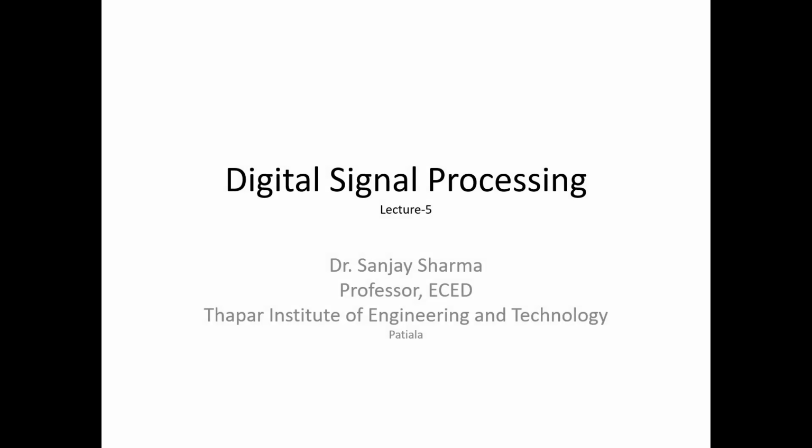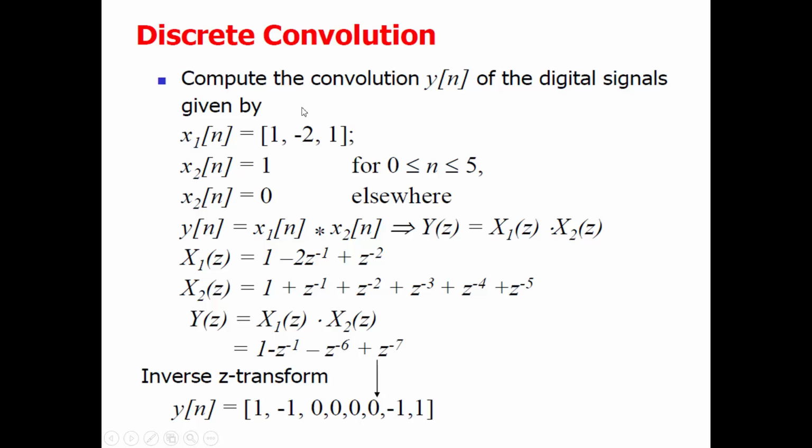Hello everyone. In lecture 5, let us talk about the discrete convolution. In this example, we have to compute the convolution y[n] of the digital signals given by x1[n], which is one sequence given by 1, -2, 1, and x2[n], the other sequence, which is 1 for n from 0 to 5 and 0 otherwise.